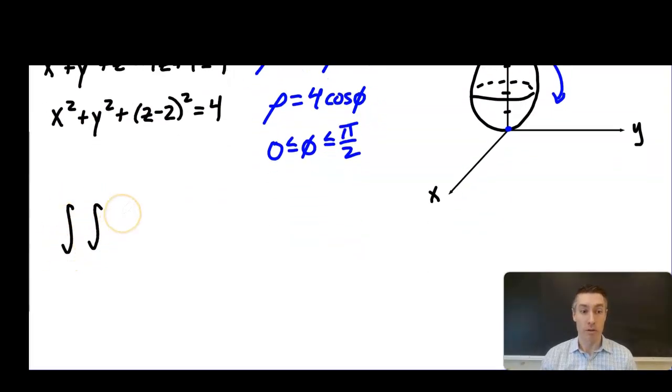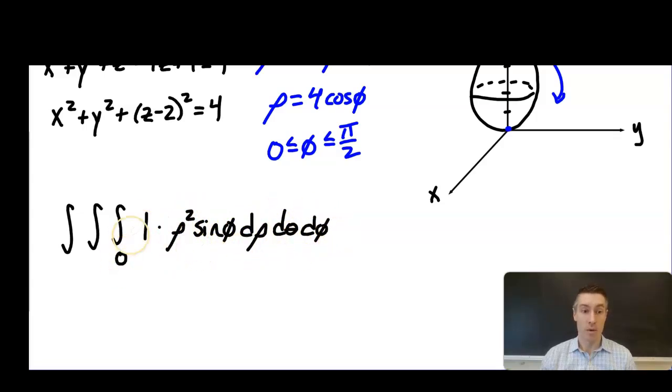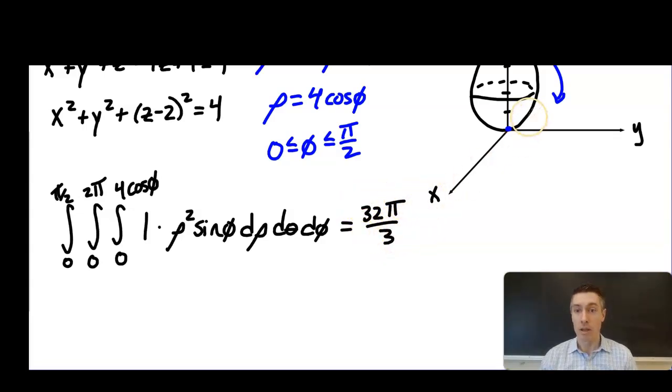So we have the triple integral. Volume is 1, and then dv is rho squared sine phi, d rho, d theta, d phi. So now we're going 0 to 4 cosine phi, and then theta goes 0 to 2 pi, phi goes 0 to pi over 2. Now that's our setup. If you want to practice your integration, this is going to be 32 pi over 3, which we can actually get because the volume of a sphere is 4/3 pi r cubed, and the radius here is 2. So we can actually know this value before we do any integration.